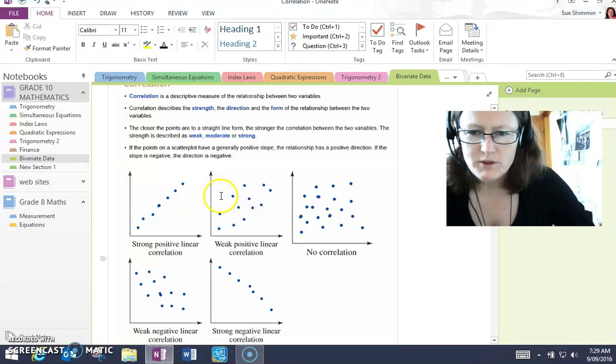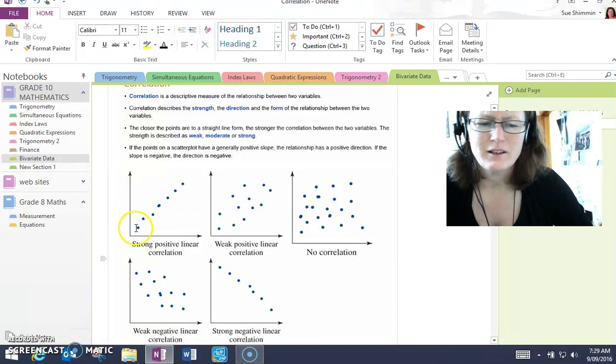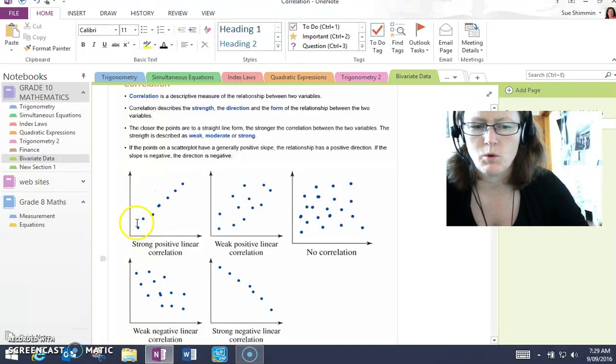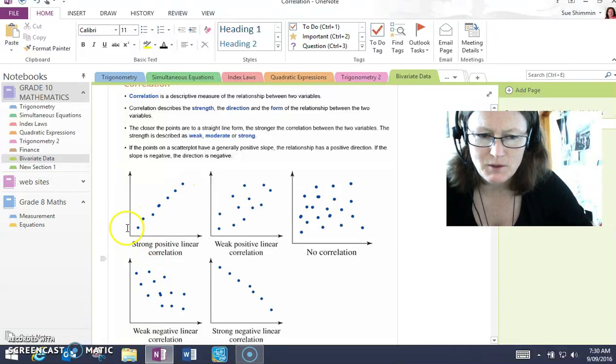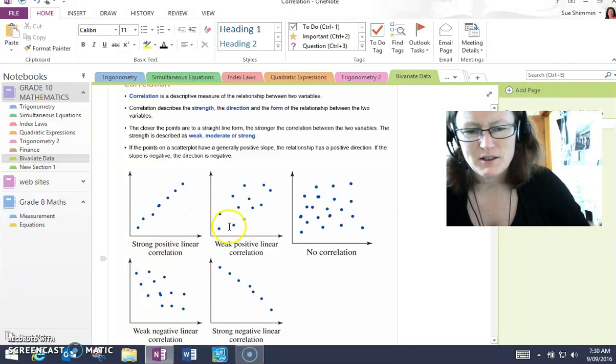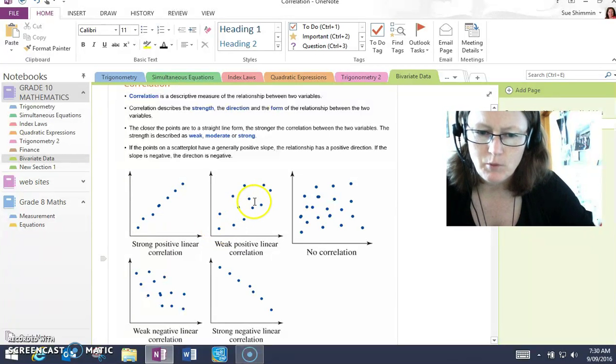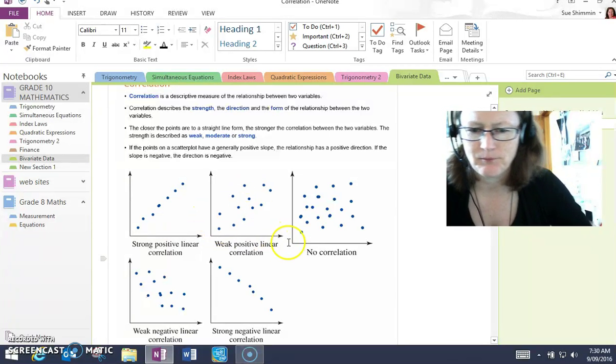The closer the points are to forming a straight line, the stronger the correlation. So you can see this one here, it's almost a straight line but not quite. So we call it a strong, positive going this way, linear correlation. It's pretty strong, not quite straight, but pretty close. This one here, you can tell there's a trend going up this way. All right, there is a trend, but it's a pretty weak trend, a weak positive because it's going this way.